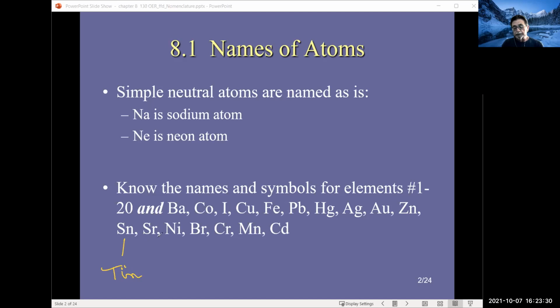Strontium is the next one, Sr. Then we got nickel, bromine, chrome, and manganese, which sometimes gets confused with Mg, which is magnesium. Okay, so totally different. And then we got Cd, which is cadmium. So these are, to begin with, some of the elements we'll be working with.